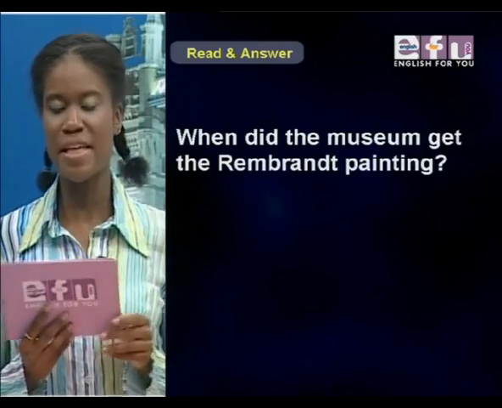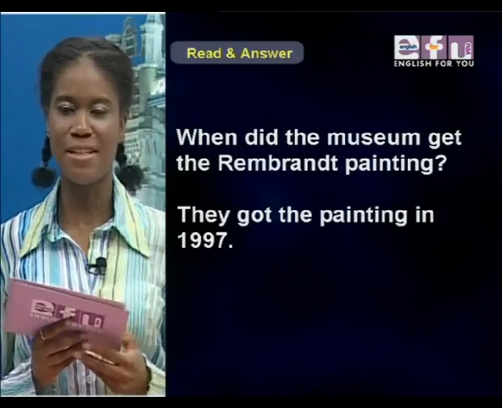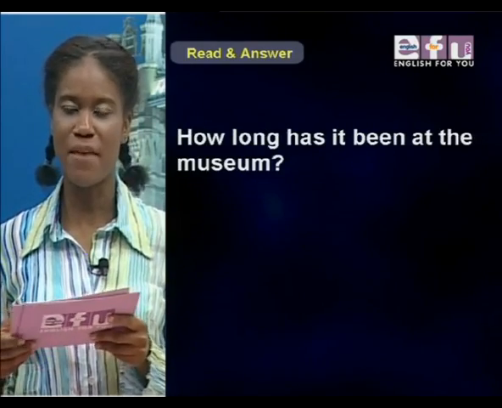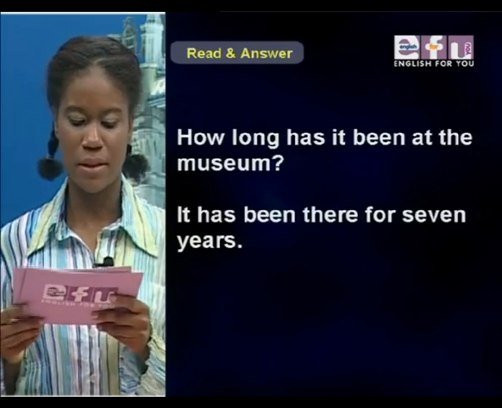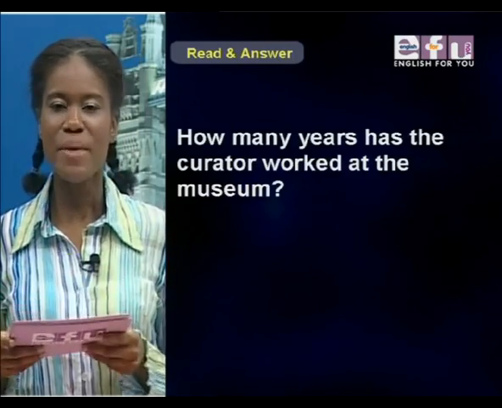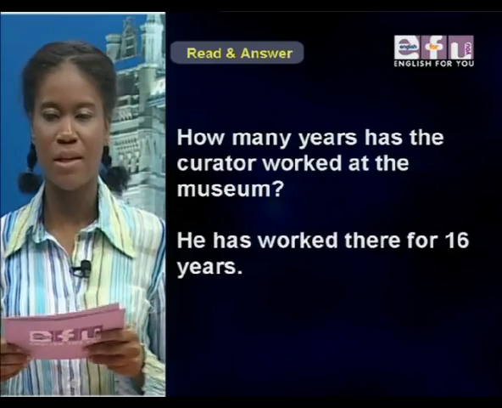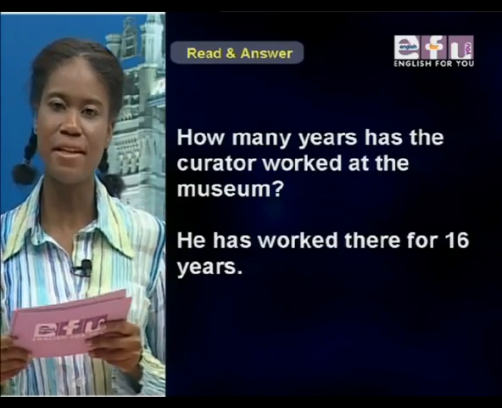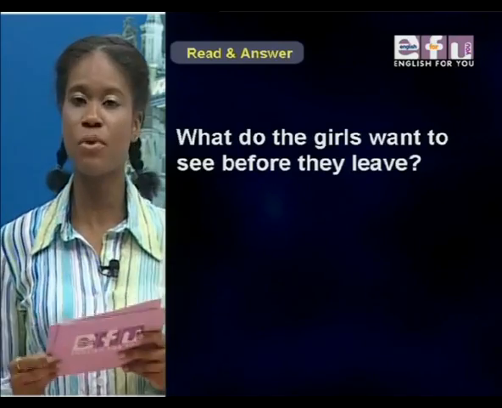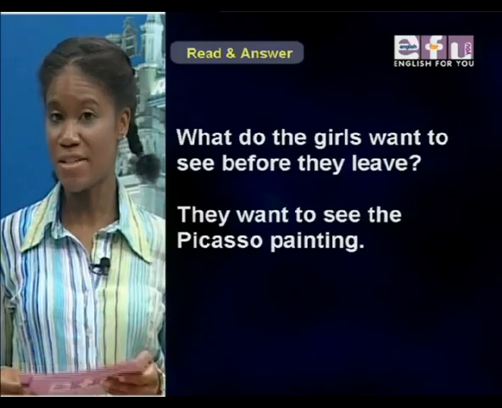When did the museum get the Rembrandt painting? They got the painting in 1997. How long has it been at the museum? It has been there for 7 years. How many years has the curator worked at the museum? He has worked there for 16 years. What do the girls want to see before they leave? They want to see the Picasso painting.